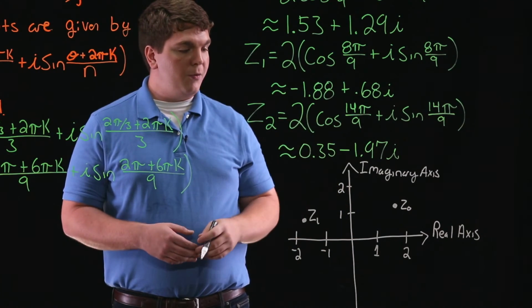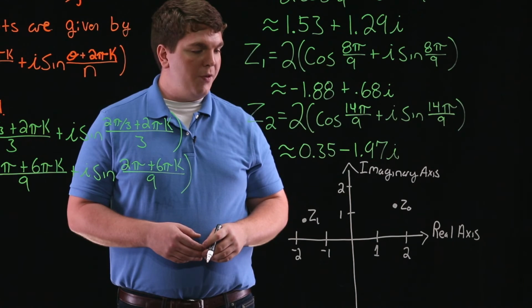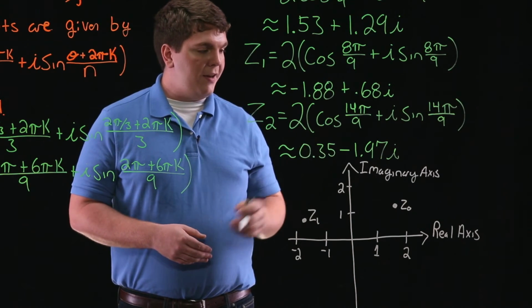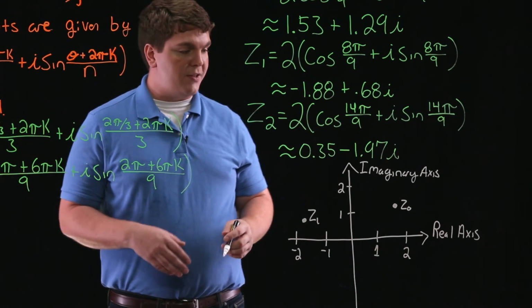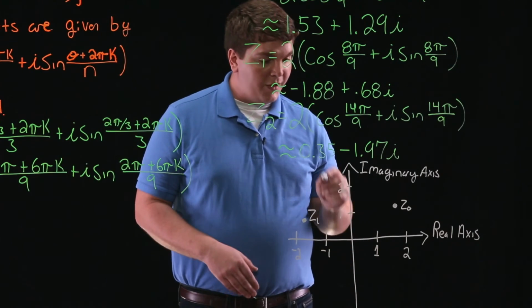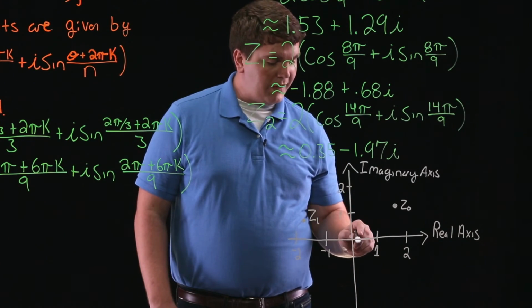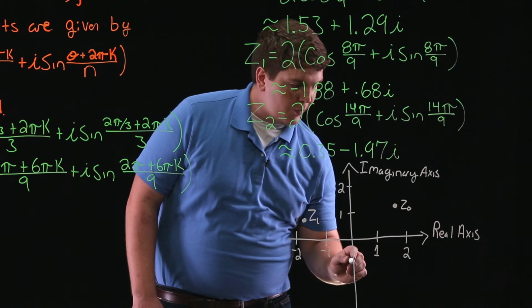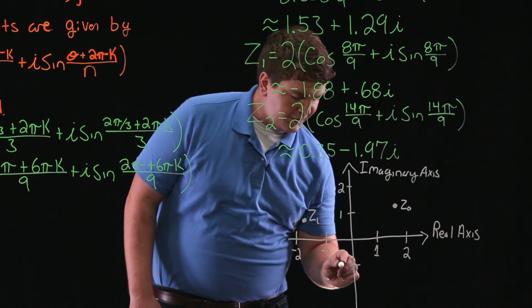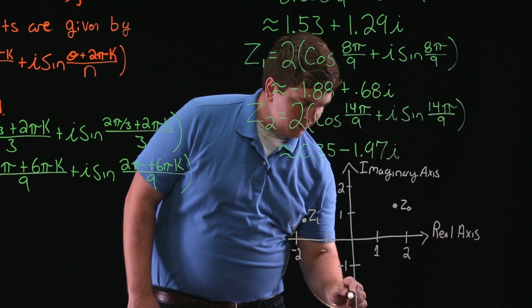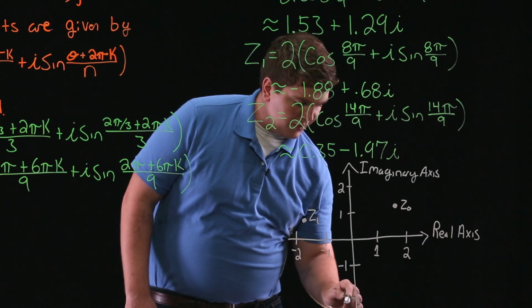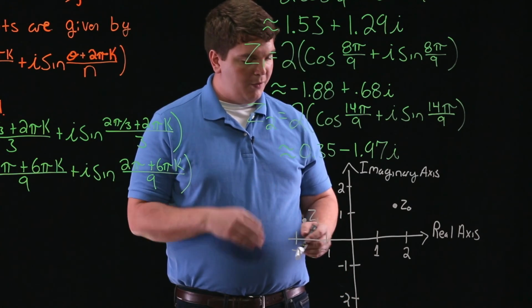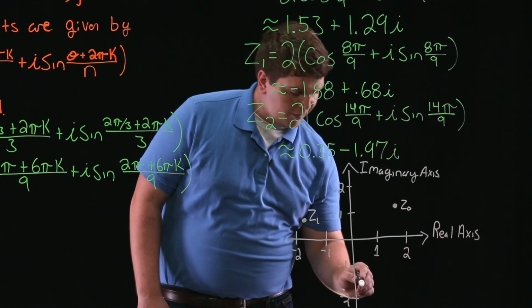Finally, for our third root, we're at 0.35 on the real axis and negative 1.97 on the imaginary axis. So we can come over 0.35 on the real axis and come down 1.97 on the imaginary axis, between negative 1 and negative 2, and our third root will happen here.